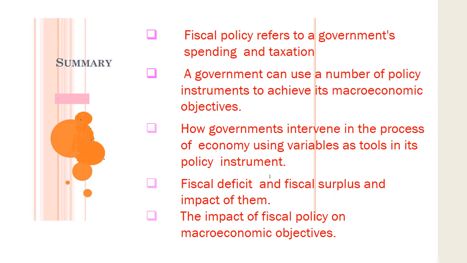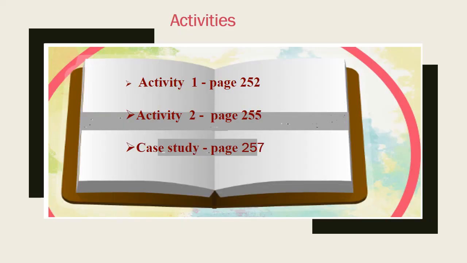So the government will use contractionary policy and expansionary policy in order to achieve macroeconomic objectives. Hope you could understand the lesson. If you could understand, you all can do these activities. Activity 1 at page 252, activity 2 at page 255, and there is a case study at page 257. Try your best.